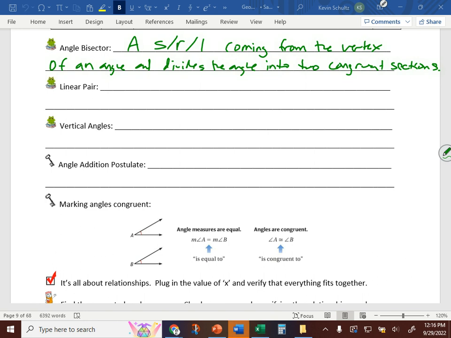So what that would look like if you have an angle like this, and it comes out like this, okay? If that were an angle bisector, I'll do it in red so it kind of stands out a little bit. If this were an angle bisector, then it would divide the angle into two congruent parts. And those arcs that I just used there are how we label angles congruent, with those little arcs there. But an angle bisector divides the angle into two congruent sections.